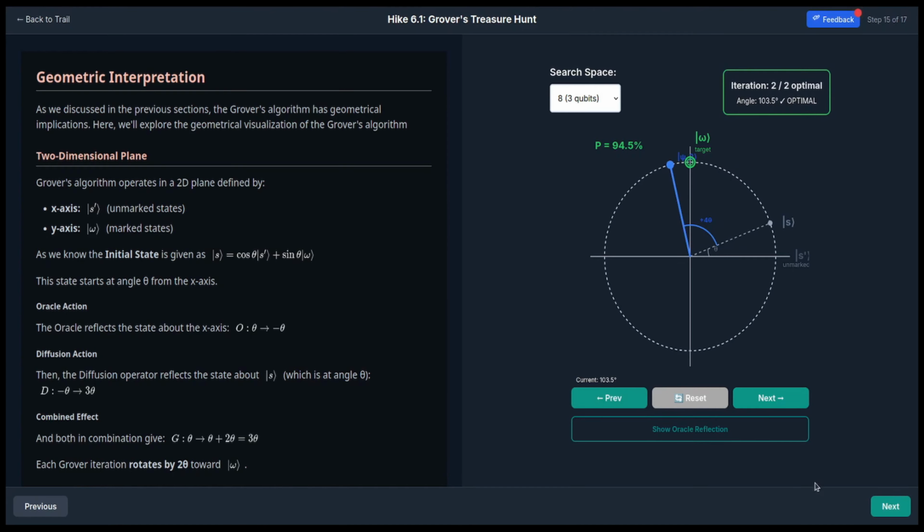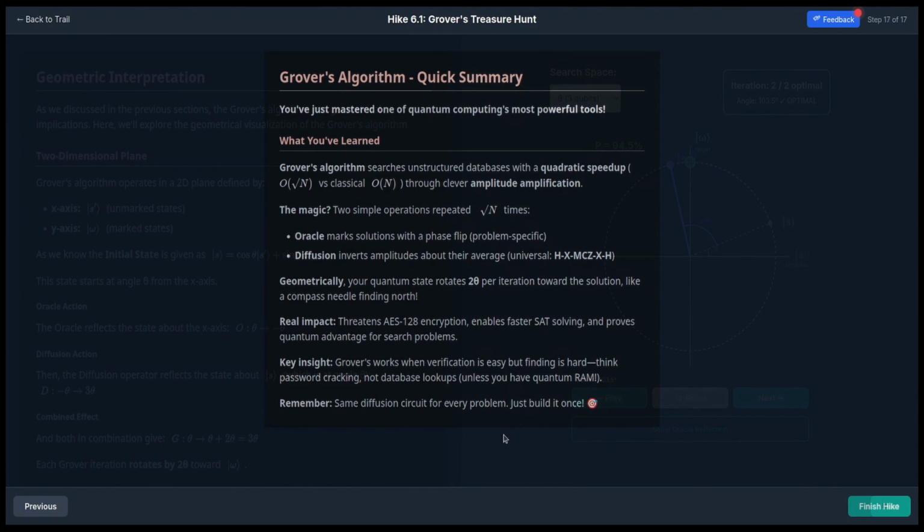If you prefer a geometrical visualization based explanation of Grover's algorithm, I would recommend you to watch the 3Blue1Brown YouTube video on the topic. We will put the link in the description.